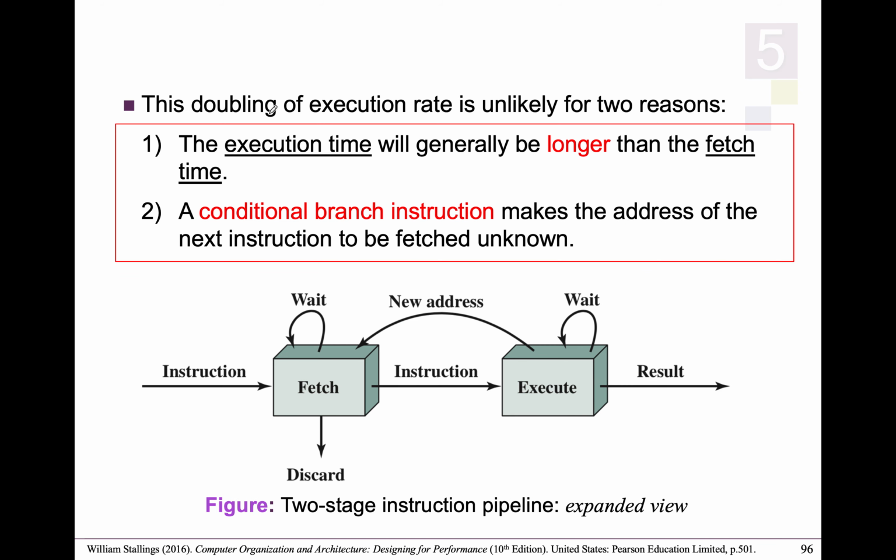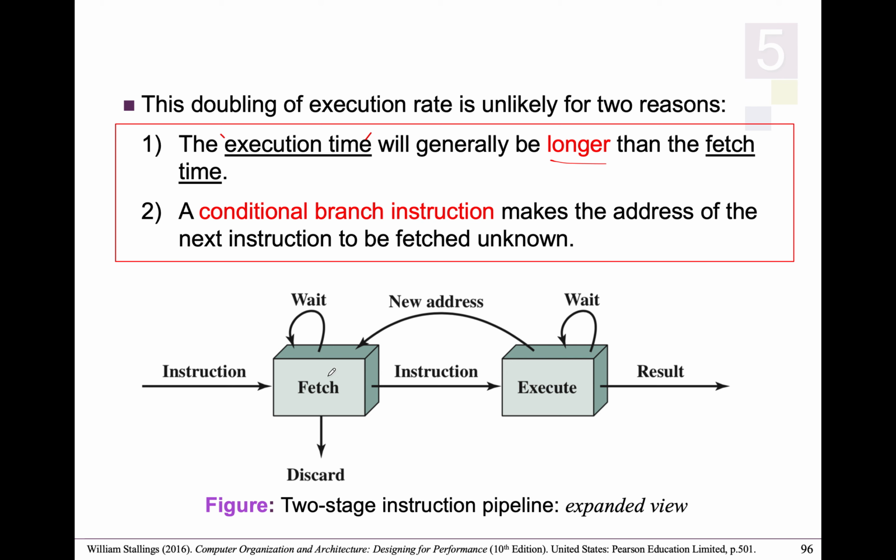Okay, this doubling of execution rate is unlikely for two reasons. The execution time will generally be longer than the fetch time. A conditional branch instruction makes the address of the next instruction to be fetched unknown. So you can see what the meaning is.